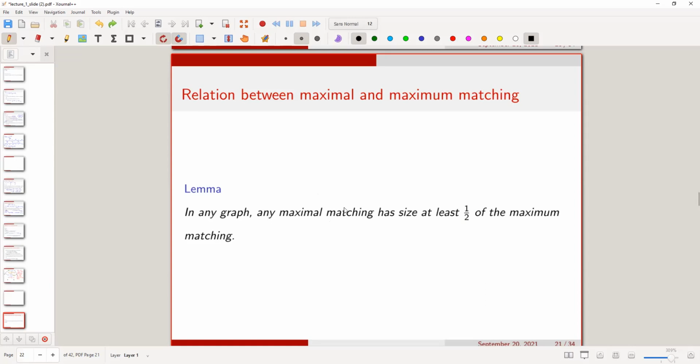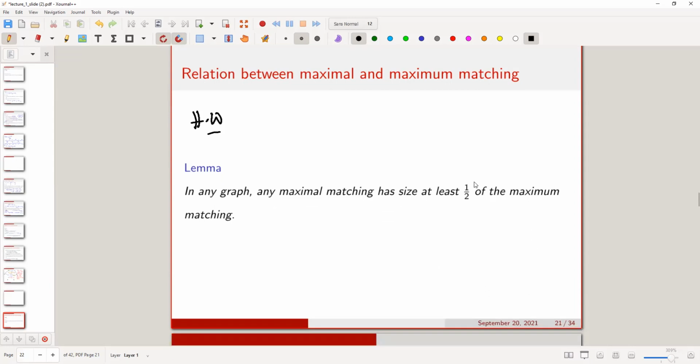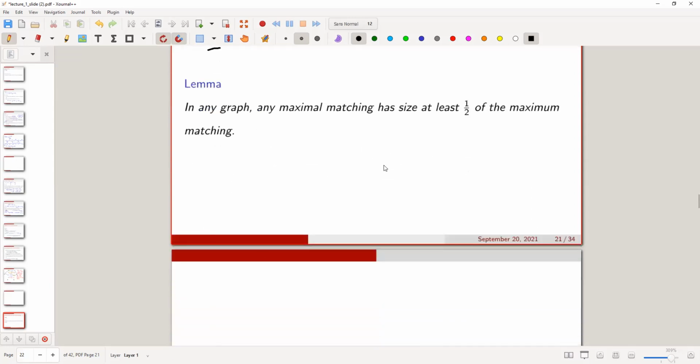Will this be fine? Okay, so we can keep this for home maybe. So the problem is that any maximal matching will have size at least half of the size of the maximum matching. Okay. So in the next class, we can try to check.